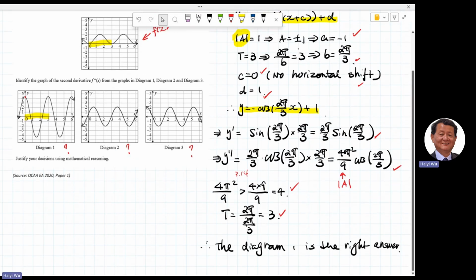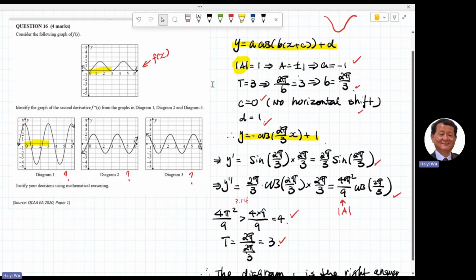I would say it's a complex, familiar question, because it involves a double derivative and also deciding the function.